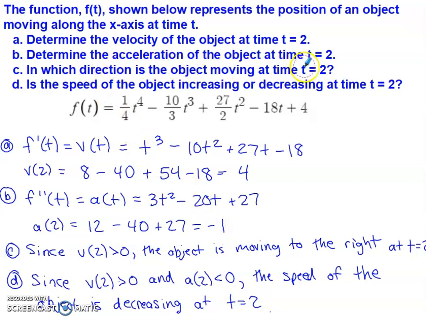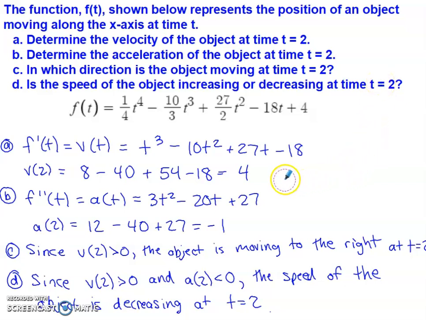In which direction is the object moving at time 2? Well, this velocity is positive at time 2. That tells me that the position is increasing, and if the position on the x-axis is increasing, that tells me my object is moving to the right at that time. Now, the thing we've been really geared at talking about for the majority of this video is this final question: is the speed of the object increasing or decreasing at time 2?